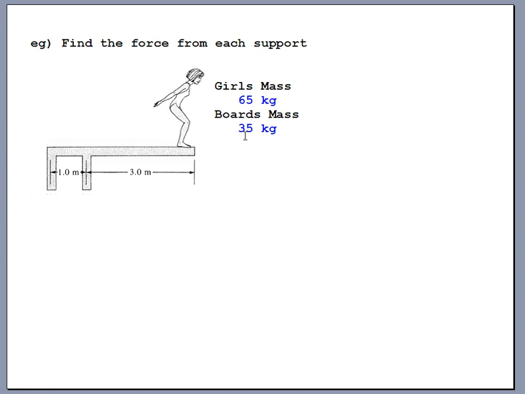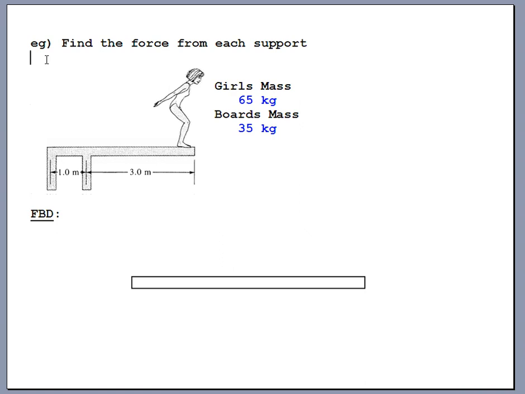Well, it's a 4-meter long board overall, and it's got those supports way back over on the left-hand side. She's going to have a mass of 65, and the board itself is going to have a mass of 35. And you can pretend all of that 35 kilograms is located right in the middle of the board, 2 meters in from either side. Okay, need a free body diagram showing where all the forces are.